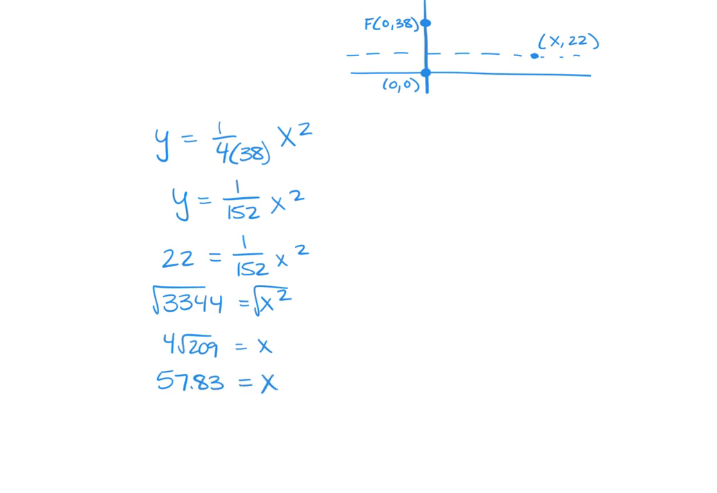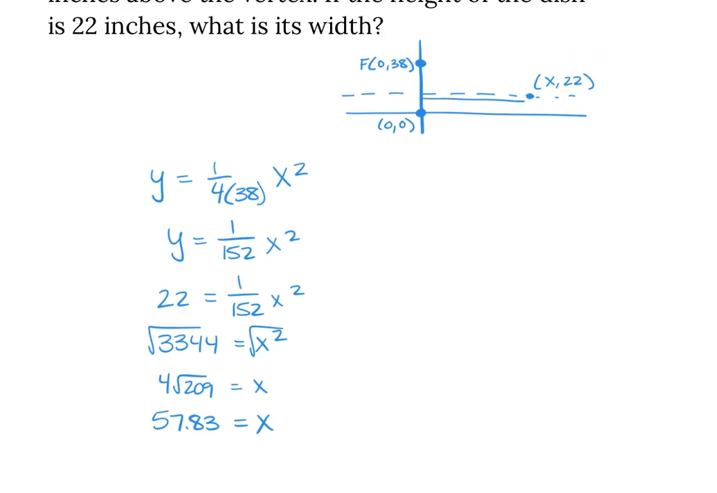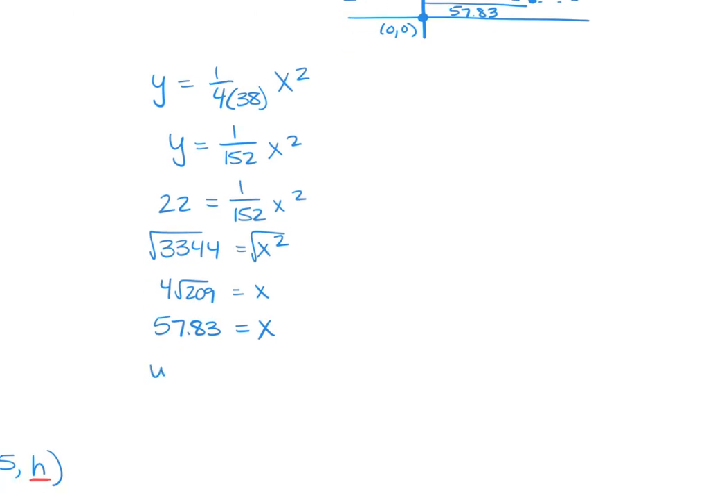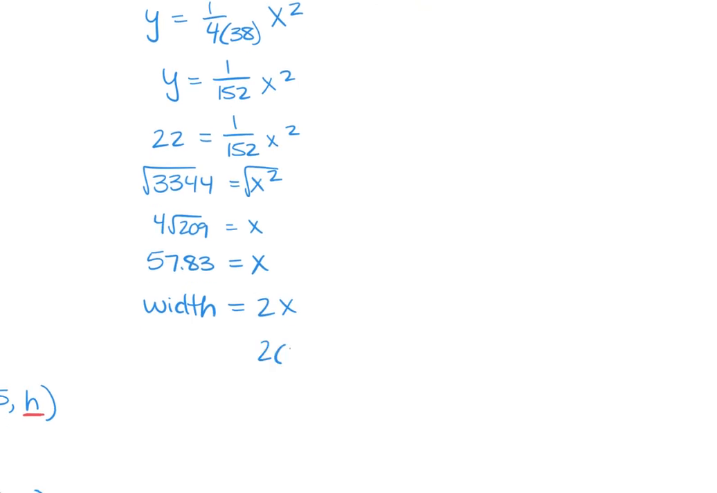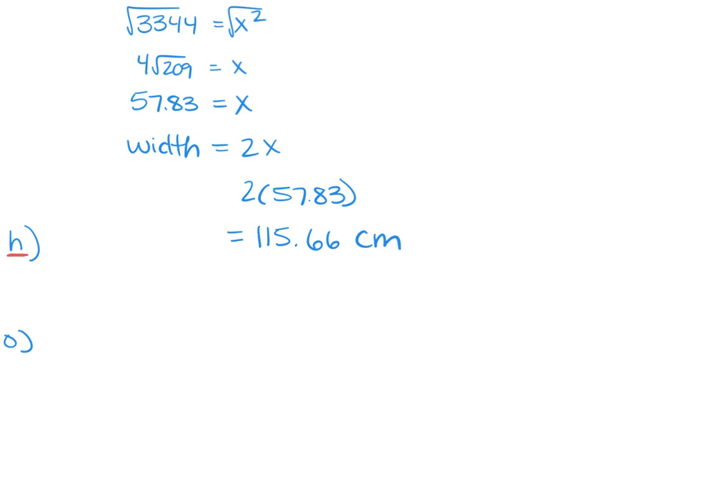Okay, so that means that one of my x values, so this entire length here, is 57.83. Well, I need to know the entire width, so I'm going to double that. So my width would be 2 of those x values. So I'm going to end up with 115.66, and that is centimeters. So that means that the width is about 115.66.